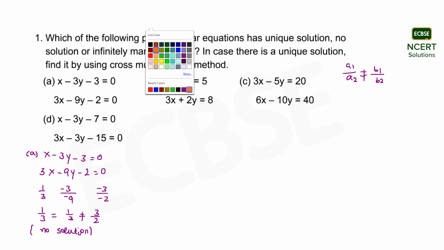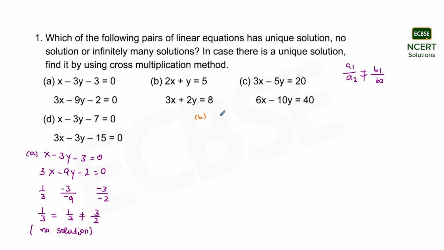Now, coming to the B part. Here, the two equations being provided are 2x plus y is equal to 5, and the second equation is 3x plus 2y is equal to 8. So these are the two linear equations. So the first step again is to check whether or not this pair of linear equations has a unique solution. For that, we will be finding the ratios A1 by A2 and B1 by B2. So in this pair of equations, A1 by A2 is 2 by 3, and the ratio B1 by B2 is 1 by 2.